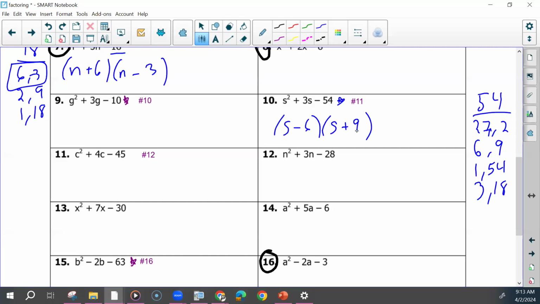Look at numbers 8, 9, 11, 12, 8, 9, 11 through 14. Any of those we want to see, go over, have questions about? Okay, moving on to 15.